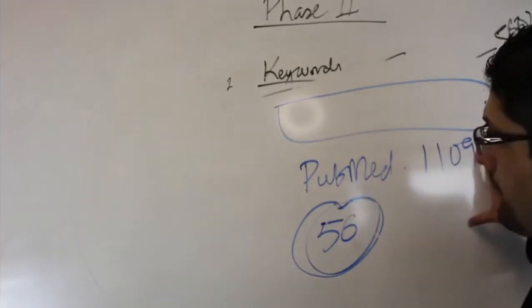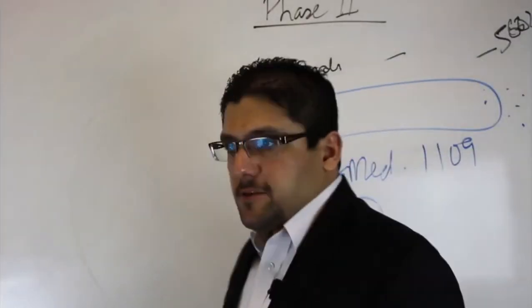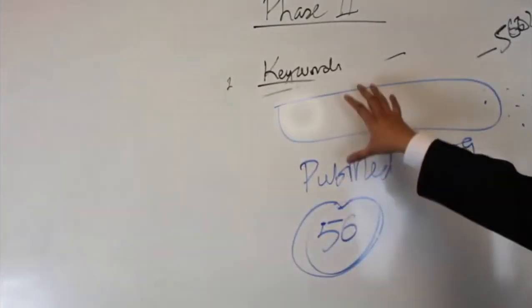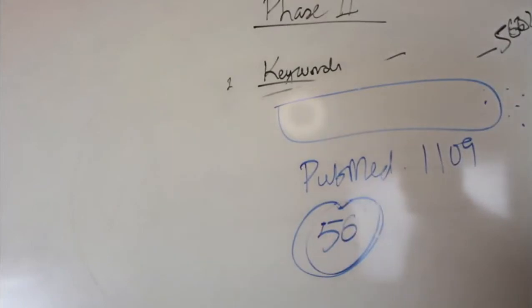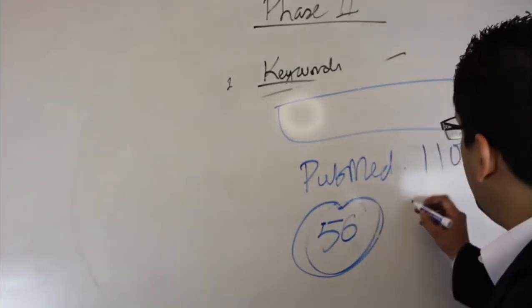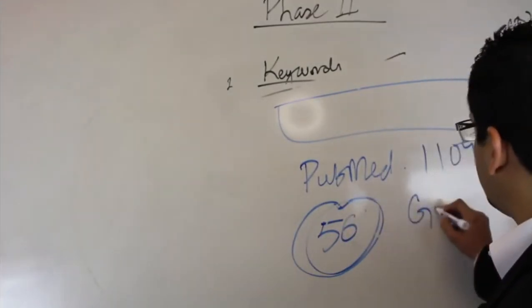Now, how do you delete duplicates? Because if you search with the similar keywords on different database, don't you think you will find similar papers? Some papers will be similar. Let's say on other database, let's say we use Google Scholar.